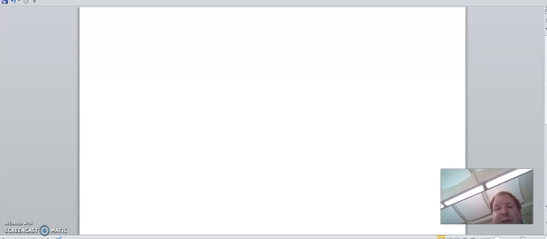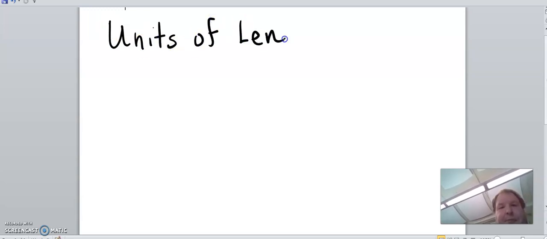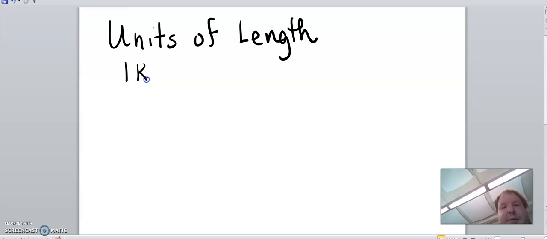B's Science World. Today we are going to be looking at something super important, conversion factors. We're looking at the metric conversion factors. So we're going to first look at units of length. Okay, and with the units of length, we're going to look at 1 kilometer equals 1,000 meters.